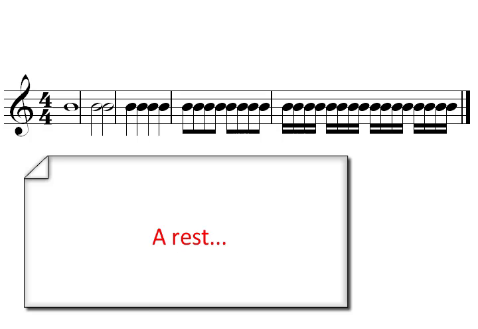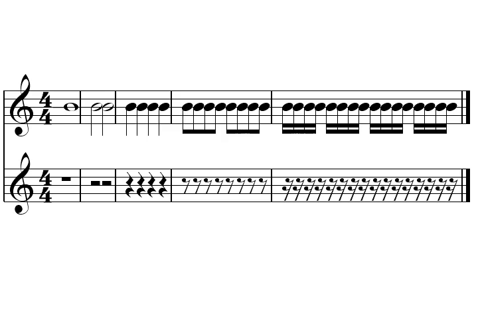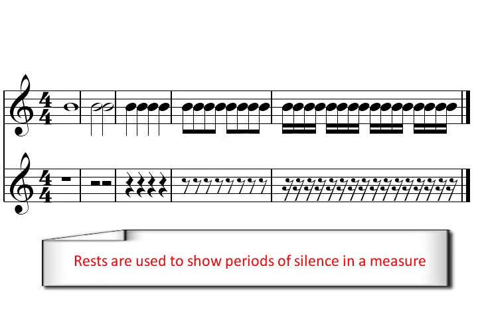The duration of musical silence is indicated by different types of rests. Rests are used to show periods of silence in a measure. Each type of rest shares a duration within a certain type of note. Here we have a chart of all the major rests.